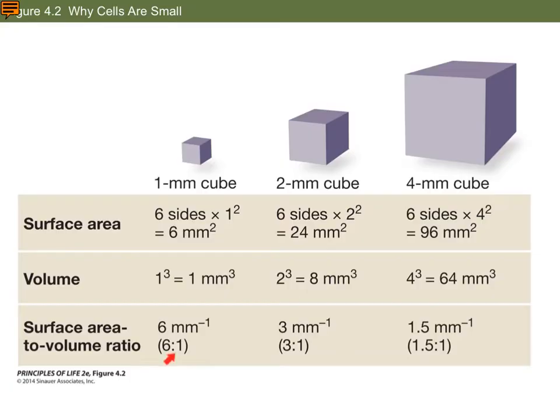There is a rule of thumb. The larger the surface area to volume ratio, the more efficient the cell is going to be. So when you take a look at these ratios, a 1 millimeter cube has a surface area to volume ratio of 6. But a 2 millimeter cube has a surface area to volume ratio of 3. So you see here, it essentially gets cut in half. We go from 6 to 3 to 1.5.